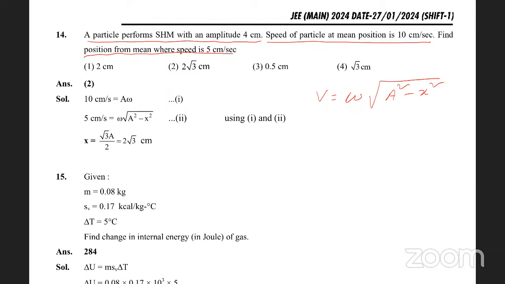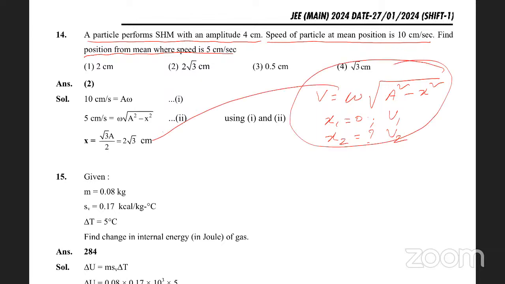So the first case, x1 is 0, v1 is given. Second case, you have to find x2, v2 is given. So apply this formula 2 times, you will get the answer. Okay, right.